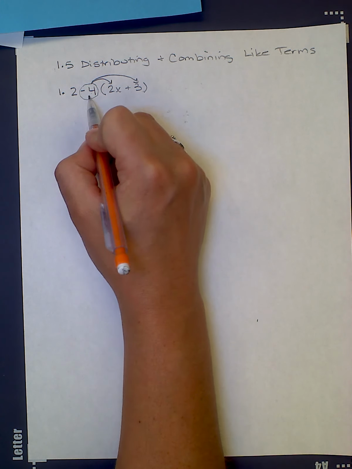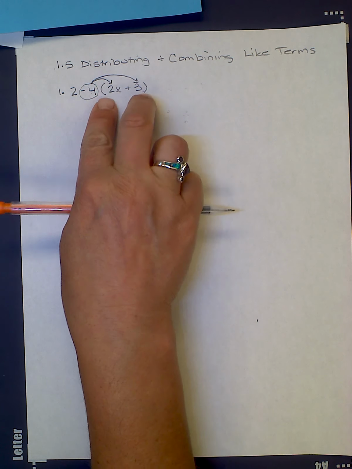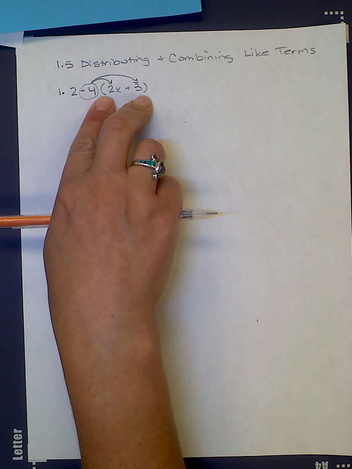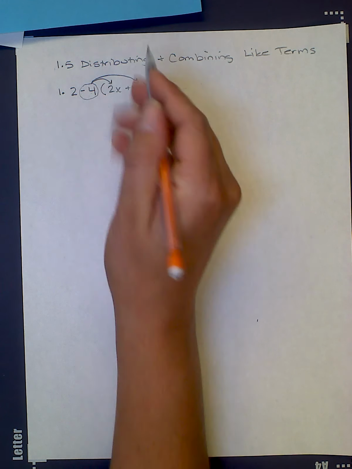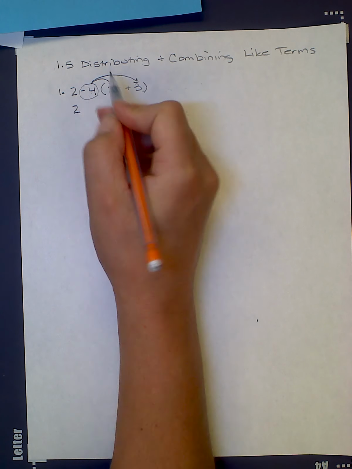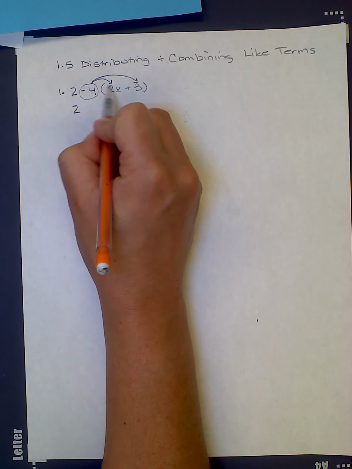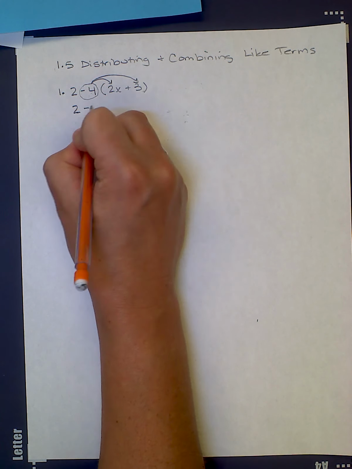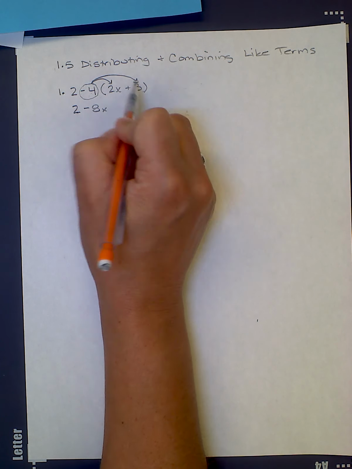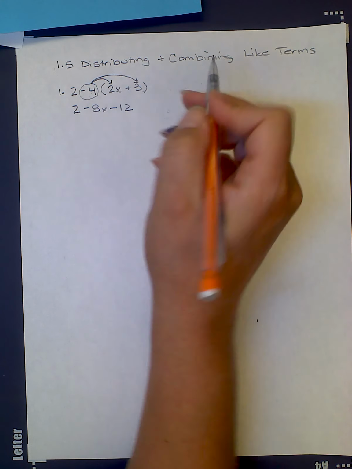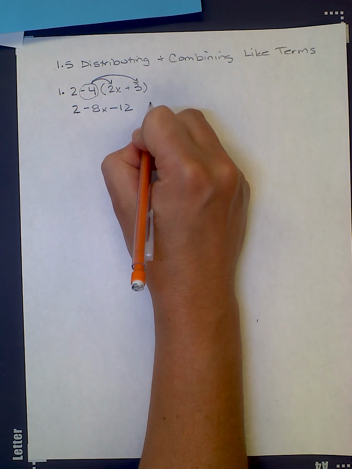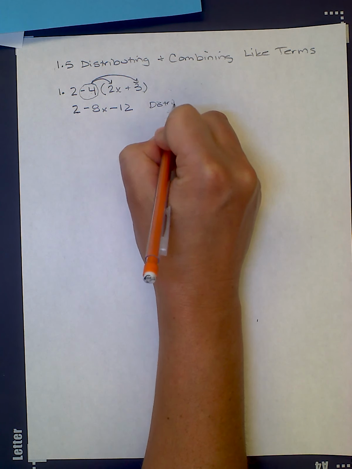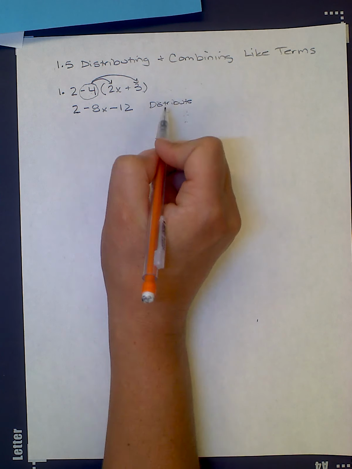We're taking this negative 4 and passing out to everyone in the classroom, which in this case is everything inside the parentheses. The 2 just follows along. We're passing out a negative 4 by multiplying. Negative 4 times 2x is negative 8x. Negative 4 times 3 is negative 12. So we just distributed there. Now we can combine any like terms.